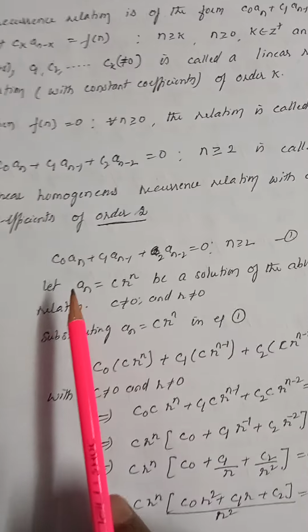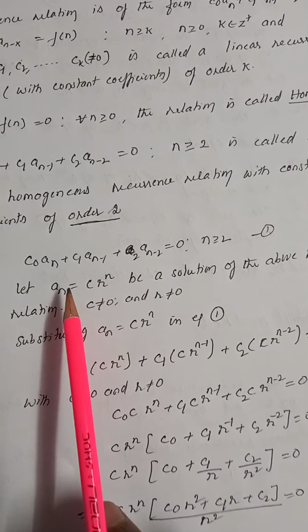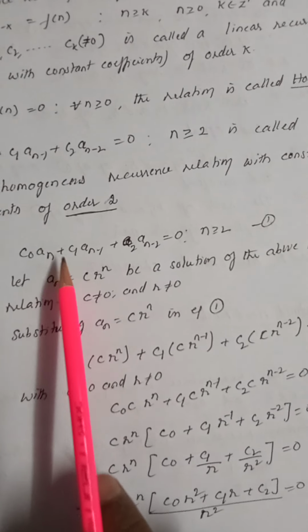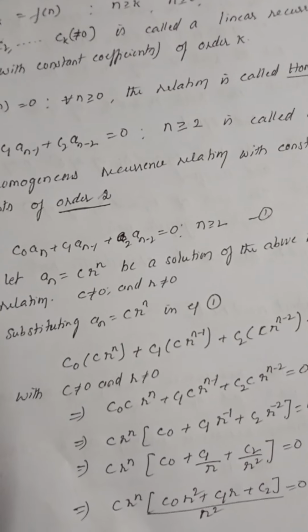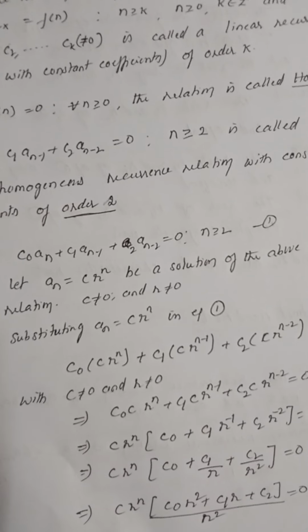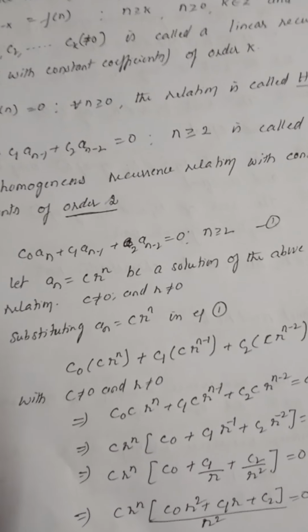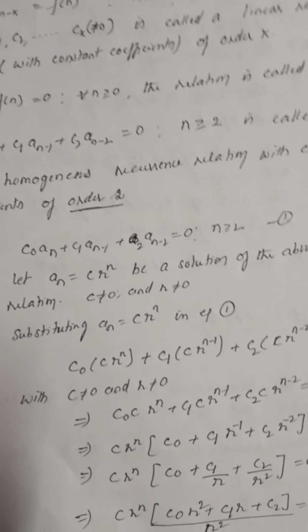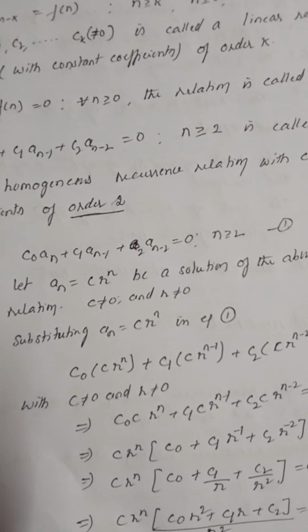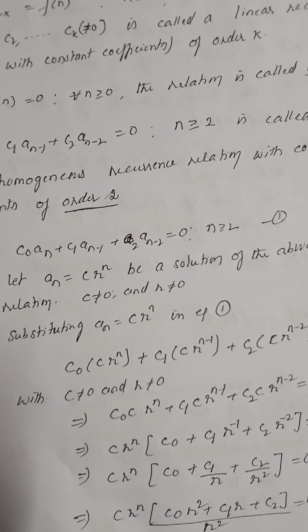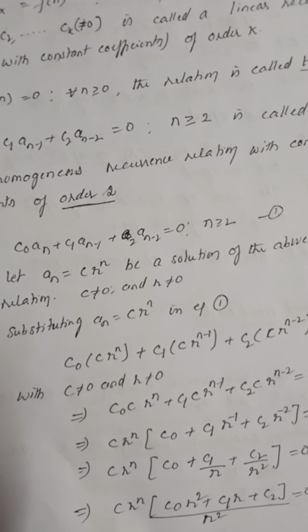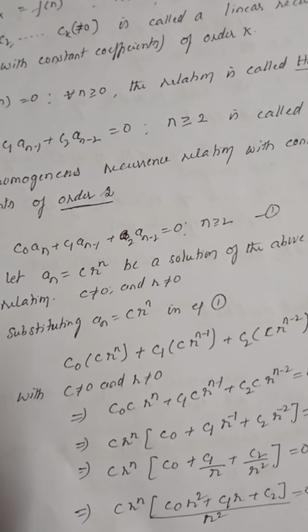Now see, this is the general linear recurrence relation of order 2: c0 a_n + c1 a_(n-1) + c2 a_(n-2) = 0, where n greater than or equal to 2. Now let a_n = c r^n be the solution of the given equation, or it is the value of the given equation.